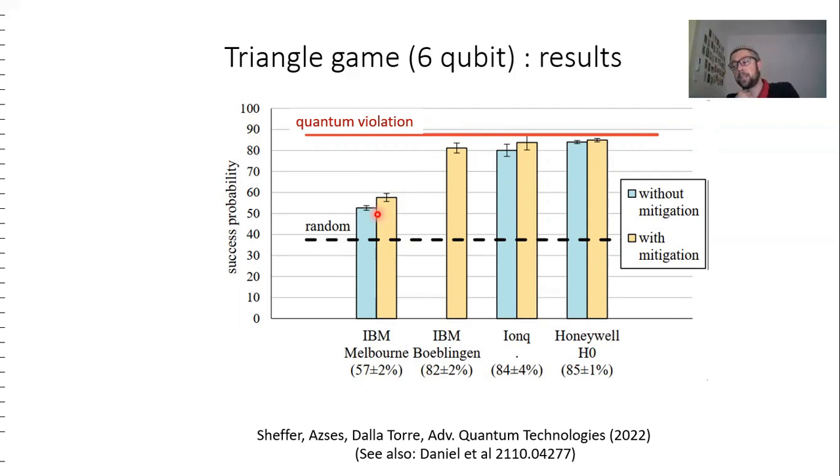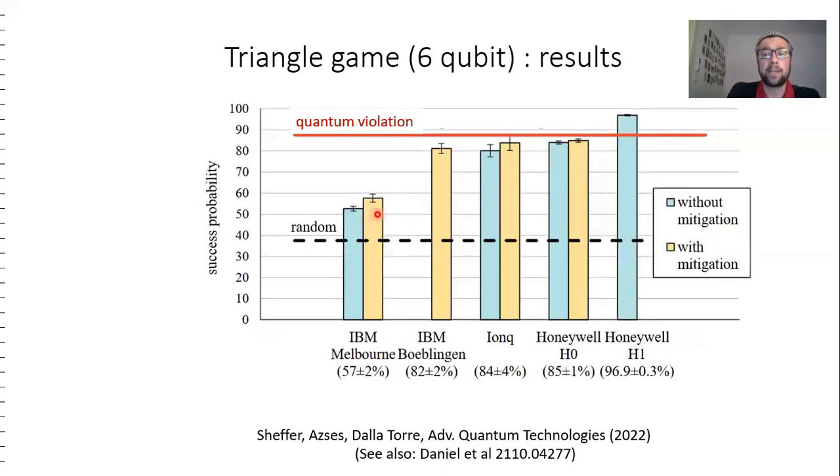After we published this preprint, we were contacted by the Honeywell Quantinuum company, who proposed to realize the game on their newest version of the quantum computer, the so-called H1. In the H1 quantum computer, actually, a quantum violation was demonstrated. As you can see here, the winning probability of Honeywell H1 was significantly higher than 87.5%. Hence, the Honeywell demonstrates the ability of using 6 entangled qubits in order to reach a quantum advantage.